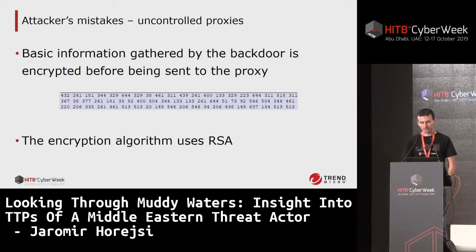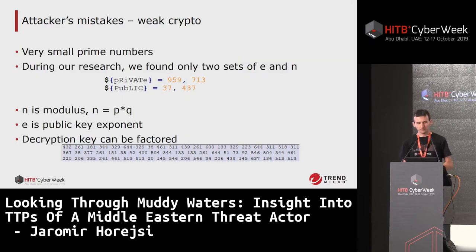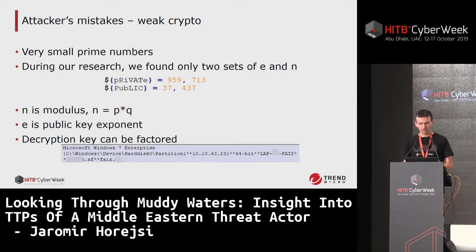I also mentioned encryption, and the encrypted code looks like this. There was a list of two or three digit numbers, so the communication was encrypted like this. But if we reverse engineer the code, we can see there is a custom RSA implementation, and the prime numbers are very small, two or three digits. So it is very easy to factor these numbers, get the original prime numbers, and compute the decryption key. From the code, as in the screenshot below, we can decode it.